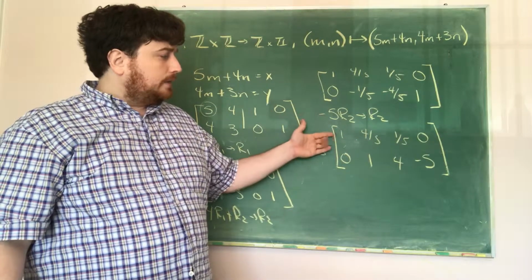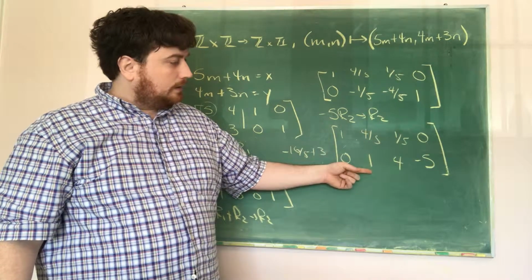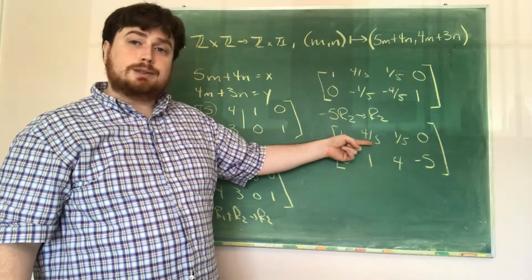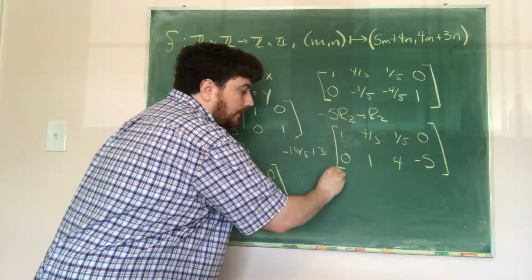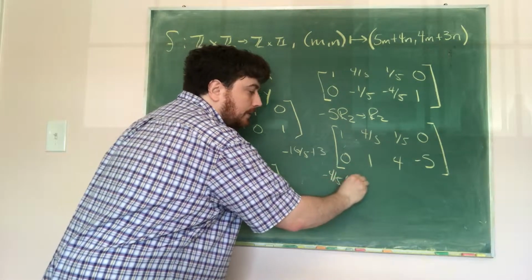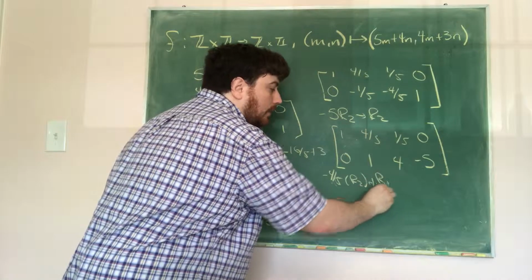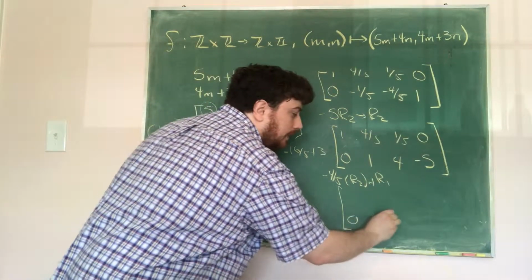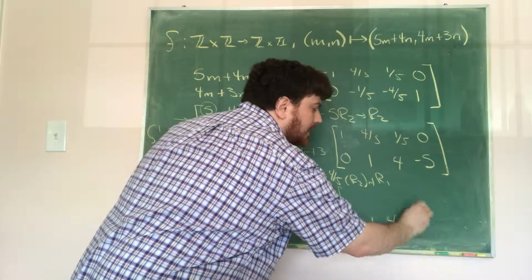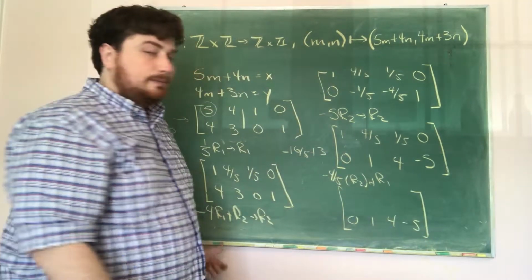So I now have a matrix where I have 1, 0, 1. The last thing I need to do is get a 0 up here. So in order to do that, I'm going to take -4/5 times row 2, add that to row 1, and I'm going to be left with the matrix 0, 1, 4, negative 5, because the second row stays the same.